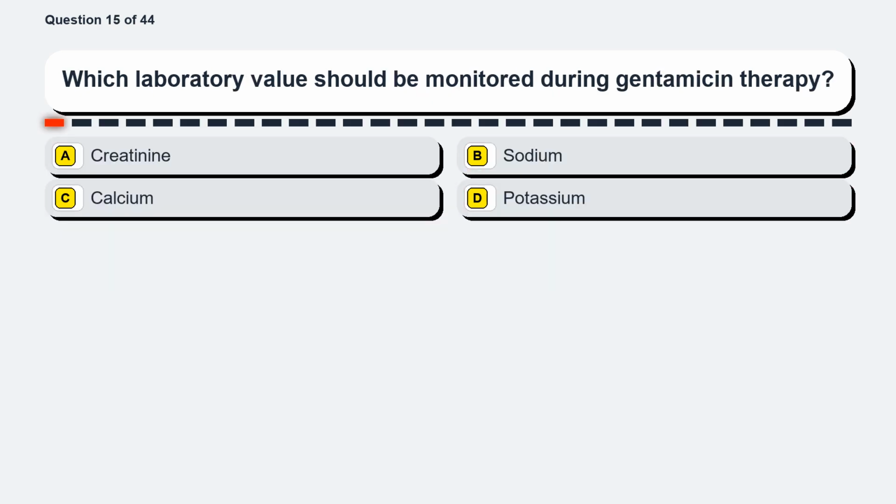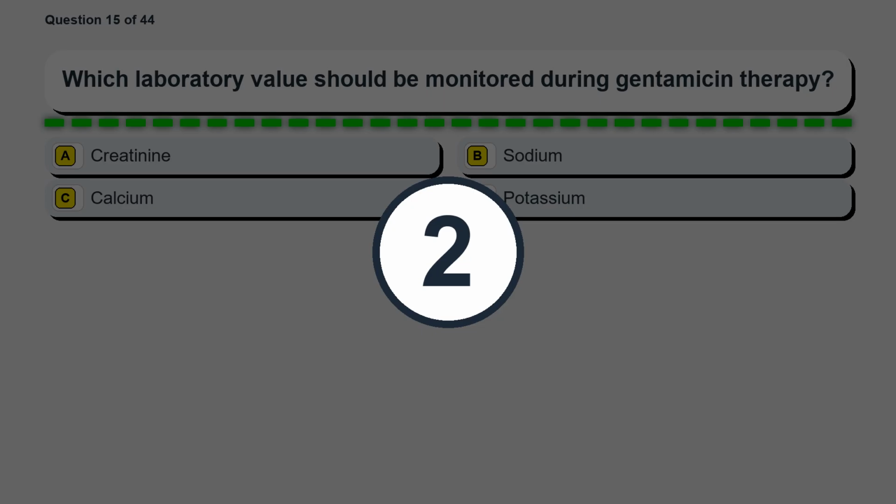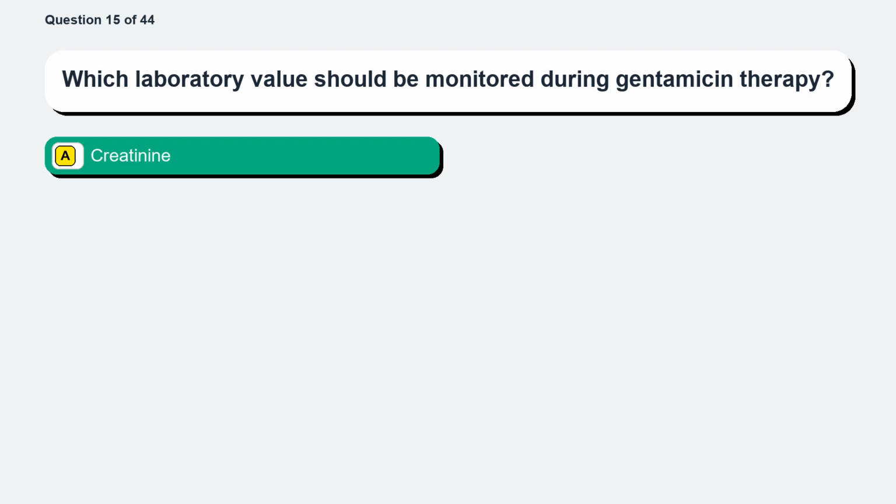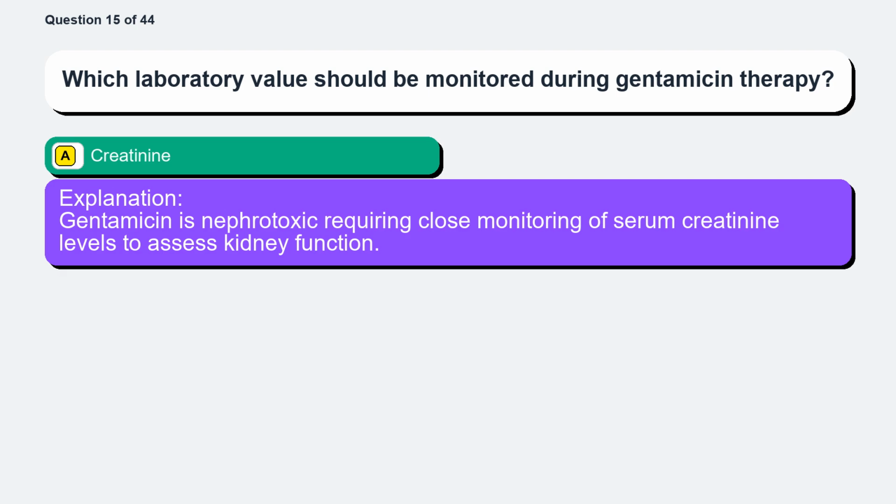Question 15. Which laboratory value should be monitored during gentamicin therapy? Option A, creatinine. Option B, sodium. Option C, calcium. Option D, potassium. The correct answer is option A, creatinine. Gentamicin is nephrotoxic, requiring close monitoring of serum creatinine levels to assess kidney function.